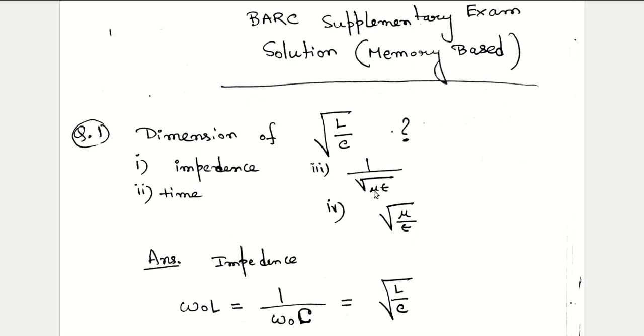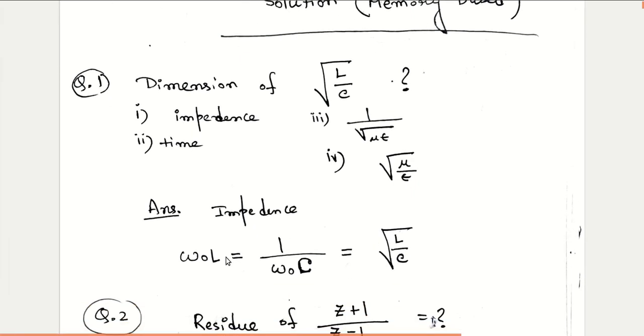So here you know that the capacitive impedance or inductive impedance is equal to omega naught L, or equal to 1 by omega naught C, which is equal to root over L by C. So this has a dimension of impedance.